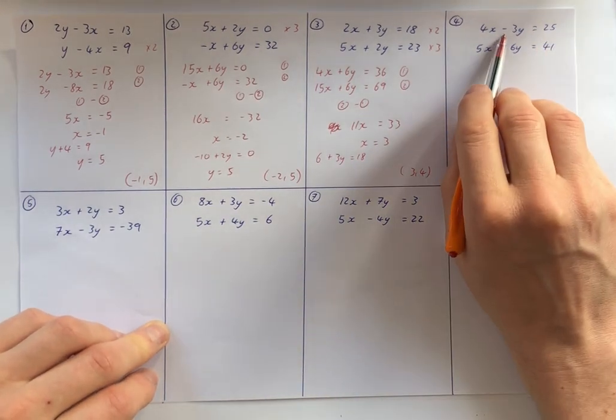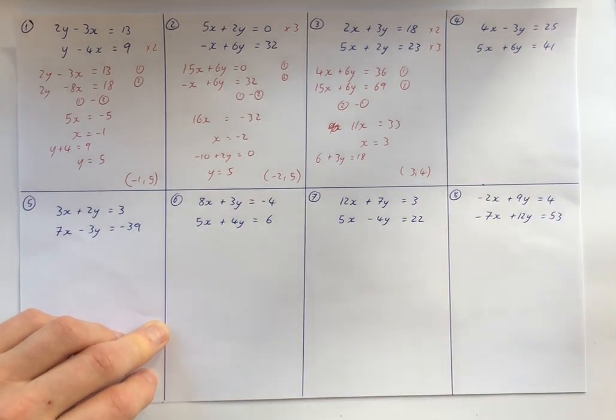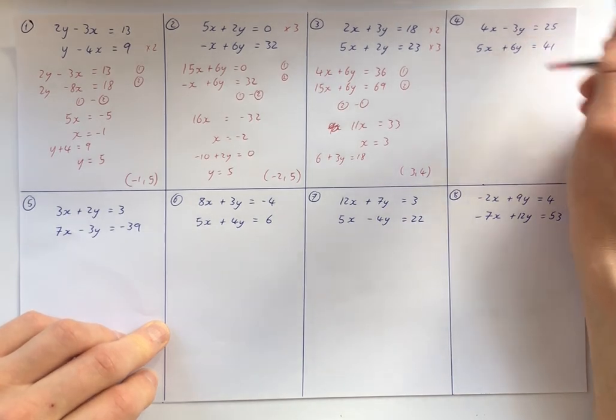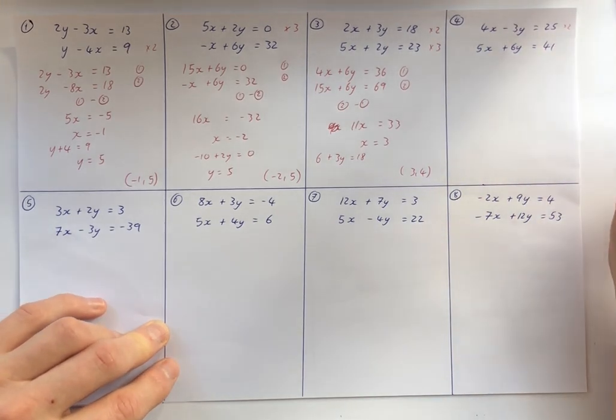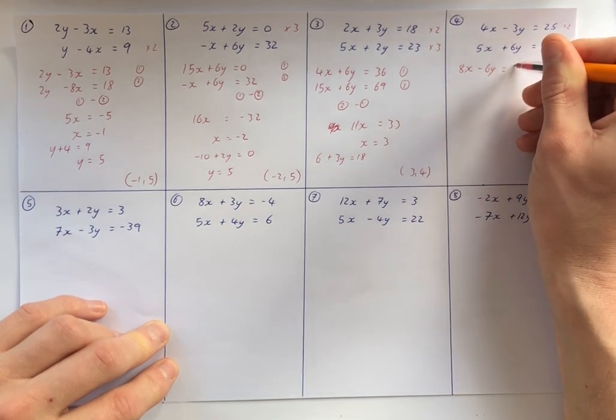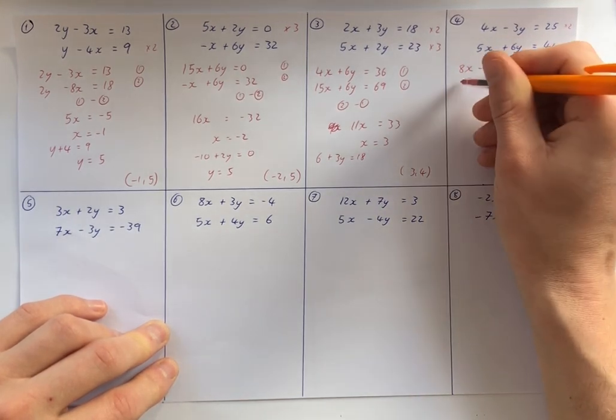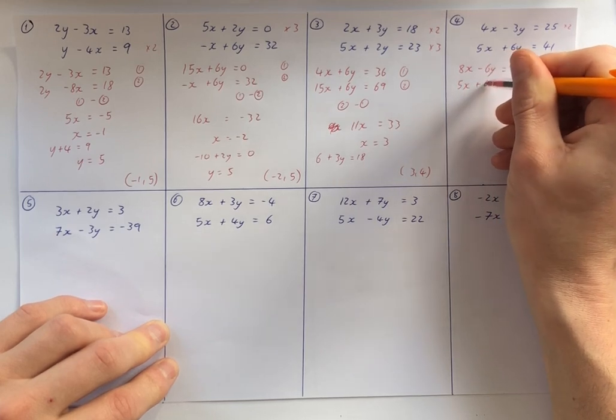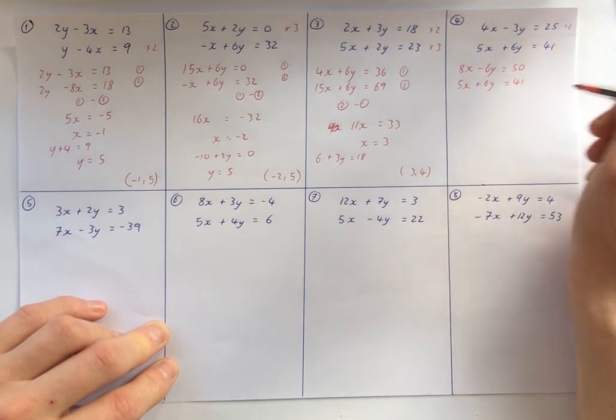Alright, this is a nice one. I've got opposite signs on the y, so I'm probably going to want to add. I just need the y values to be the same. So I'm just going to multiply that first one by 2. 8x minus 6y is 50, and 5x plus 6y is 41.